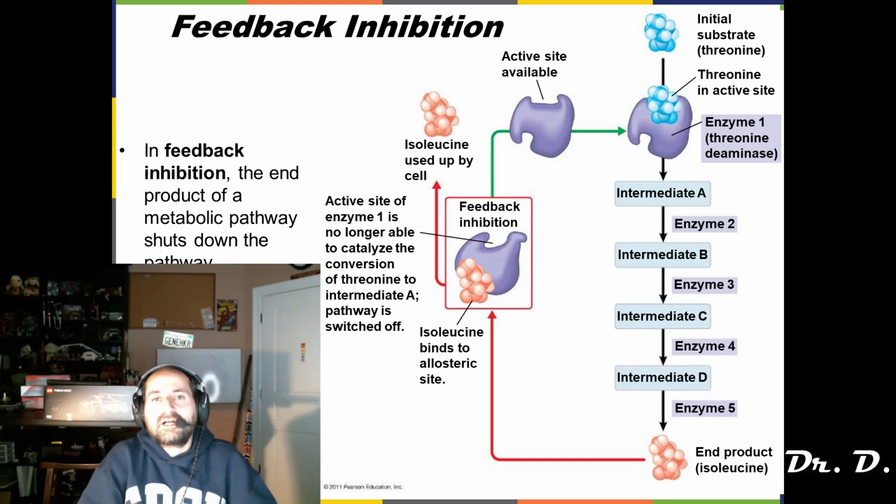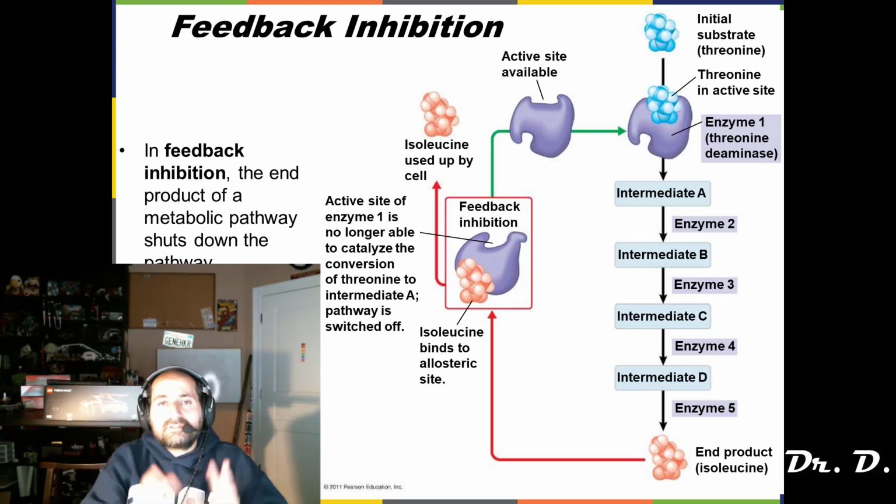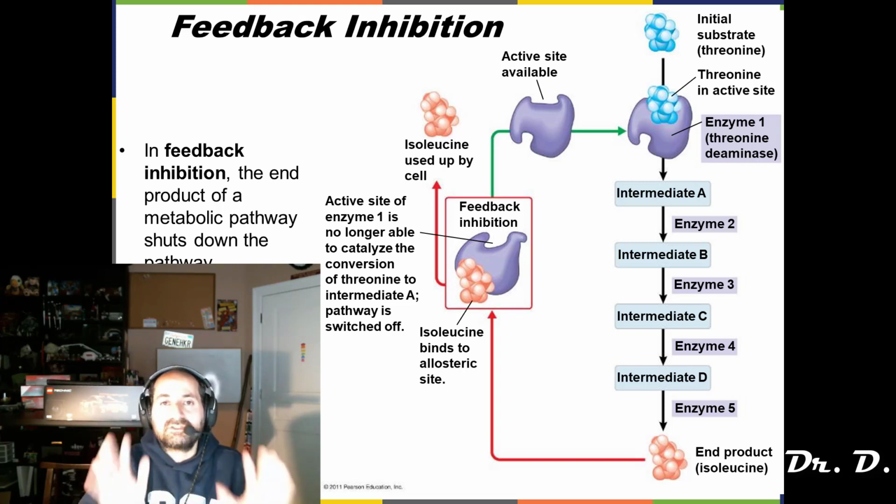This is the final concept of Chapter 6. Let's talk about it. So feedback inhibition. What is feedback inhibition? Before I tell you exactly what feedback inhibition is, let me give you a scenario where feedback inhibition would be useful. Just bear with me. Look at this picture here.